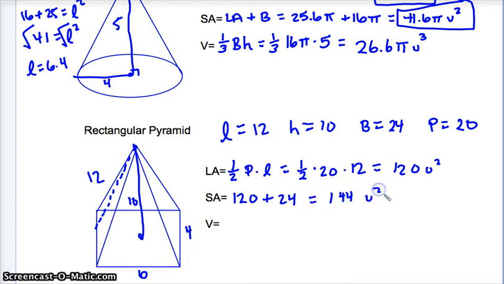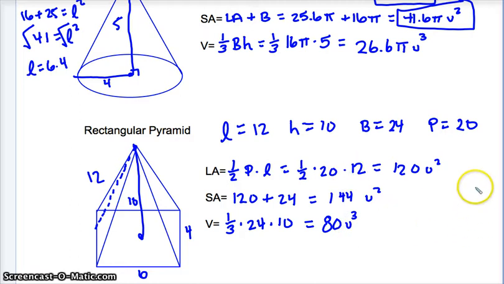144 units squared. Lastly, my volume, that's 1/3 times the area of my base, which is 24, times the height, which was 10. 1/3 the area of the base would be 8 times 10, which is 80, and volume is units cubed.